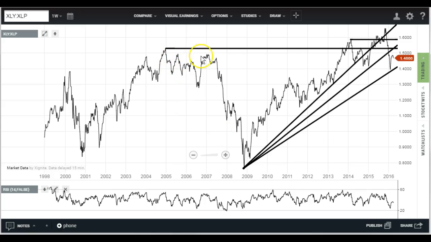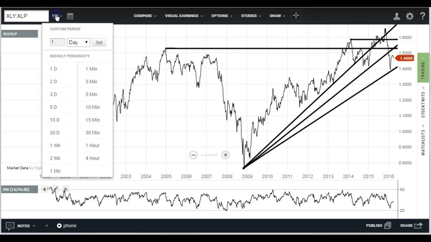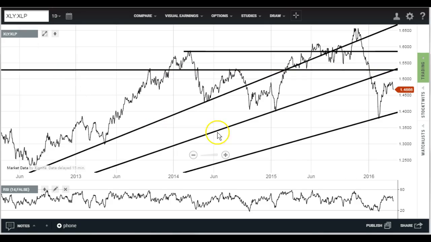Former support is now acting as resistance again. It was support, now acting as resistance, and then just more resistance above. So there are a lot of problems above for the ratio to get through. Now let's move into the daily time frame. Trend lines are still there.